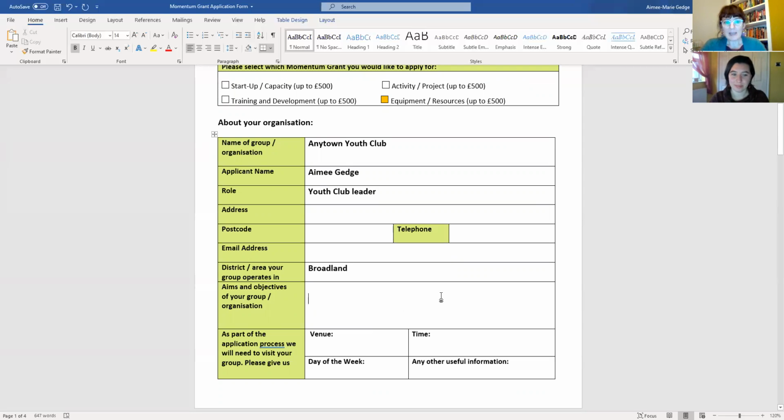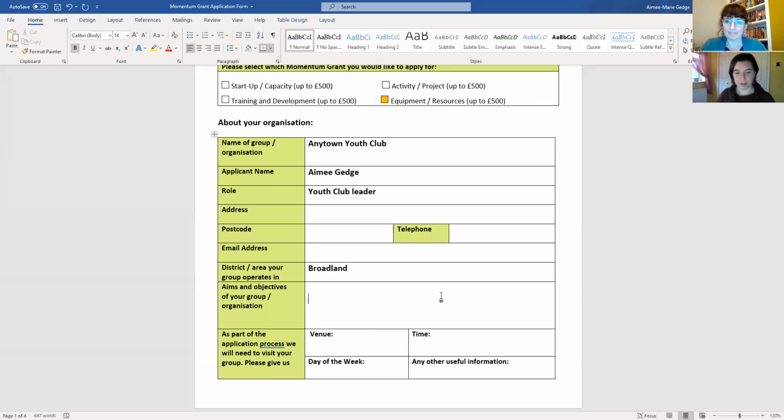So the next bit, aims and objectives. You're going to have a little bit more space below to talk about your group in more detail. So it just needs to be a sort of headline, a few lines about what your group does. And we have applications from sports clubs, more traditional youth groups, or groups that work with a specific group of young people. So this is your chance to say exactly what your group does.